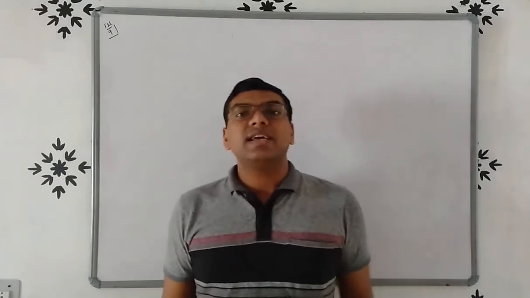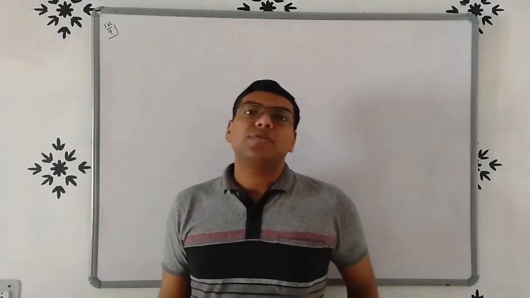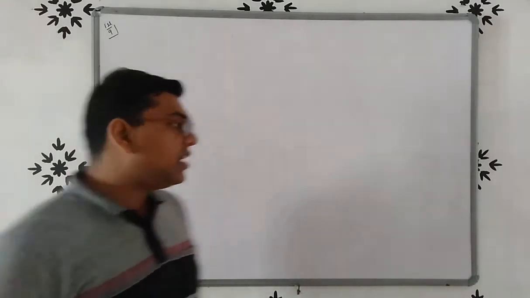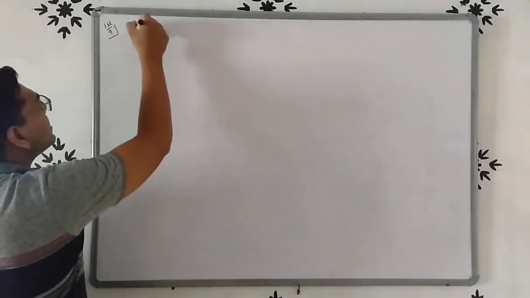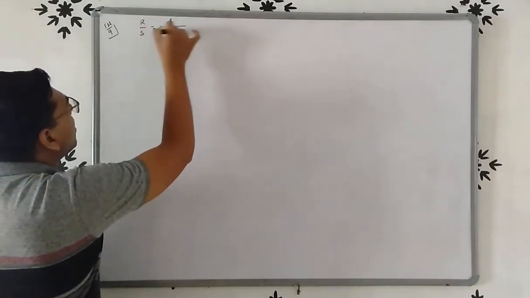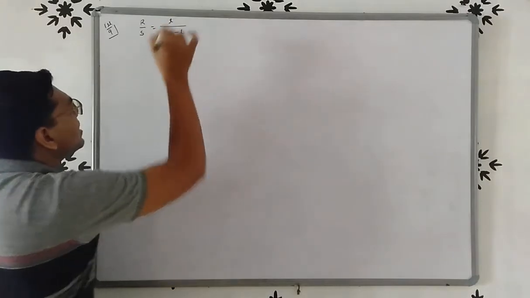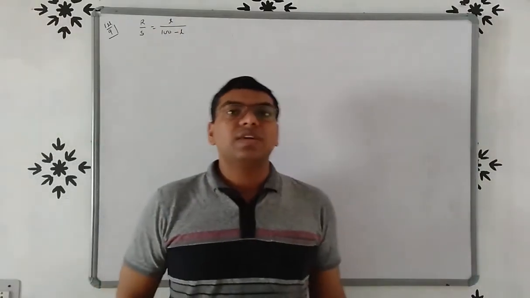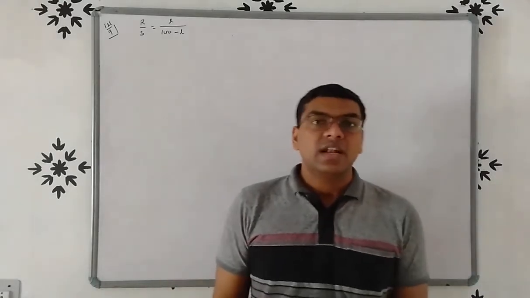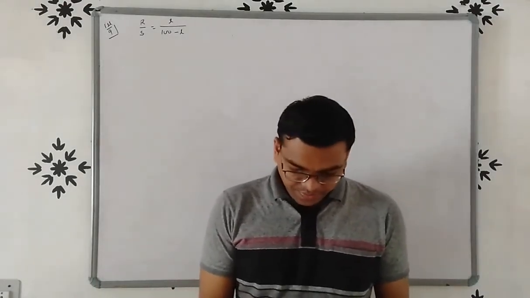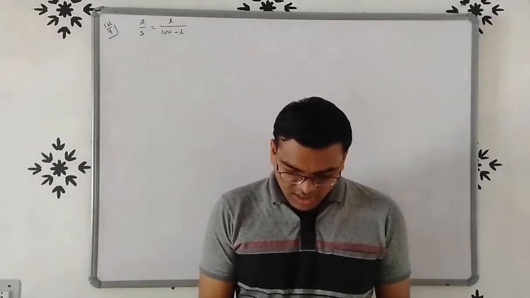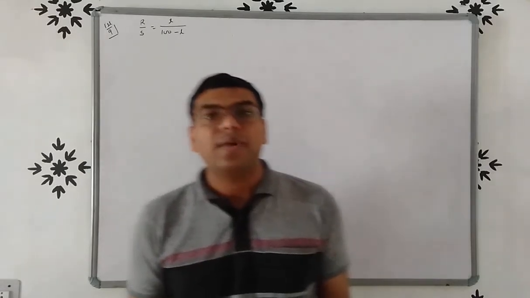Friends, yesterday we discussed the meter bridge, right? And we know the formula of the meter bridge. The formula is: R upon S is equal to L upon 100 minus L, right? Now here in this example, the null point is found at a distance of 33.7 centimeter from A.